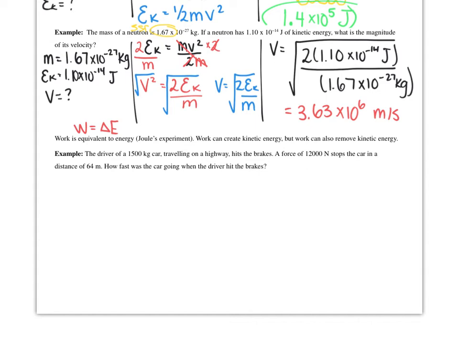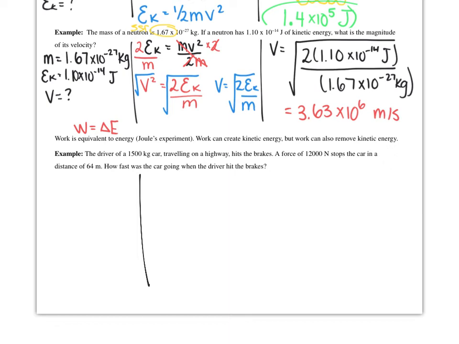So in this case, a driver of a 1,500 kilogram car traveling on a highway hits the brakes. A force of 12,000 newtons stops the car in a distance of 64 meters. How fast was the car going when the driver hit the brakes? So work was done by the brakes to slow the car down, to remove the kinetic energy. So we're going to use this idea that work is equal to some sort of change in energy. This would be the change in our kinetic energy to solve this question.